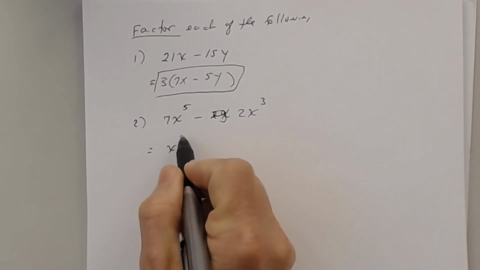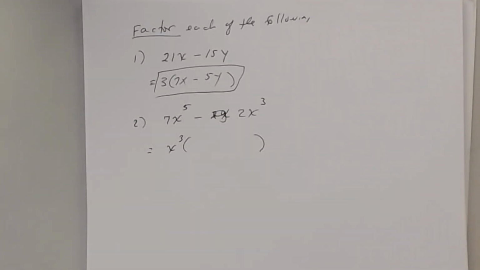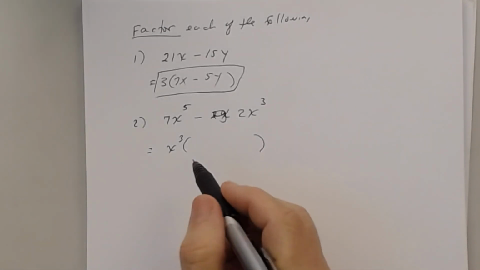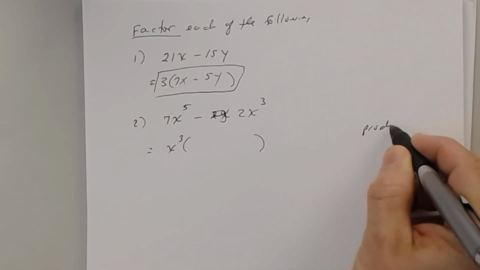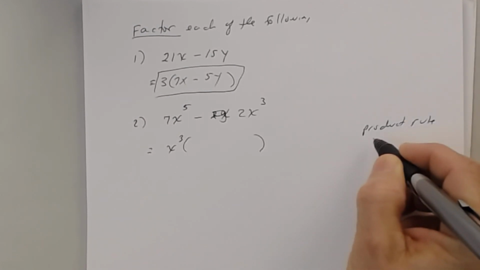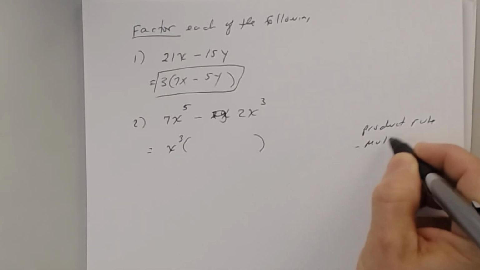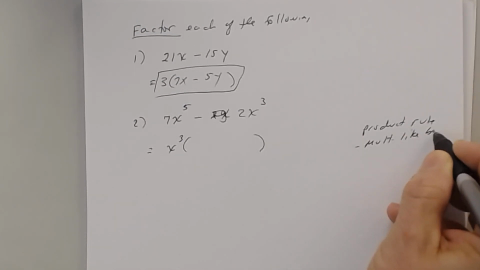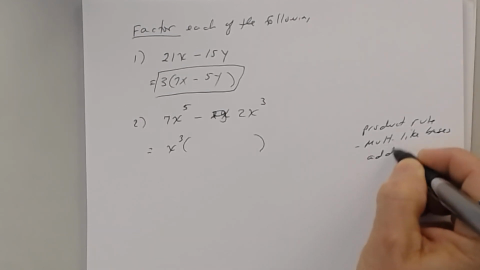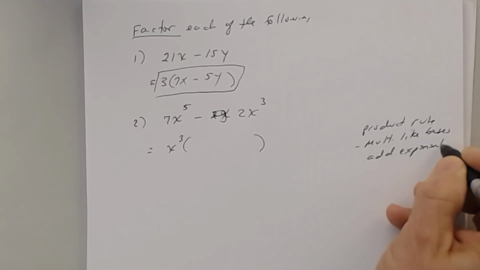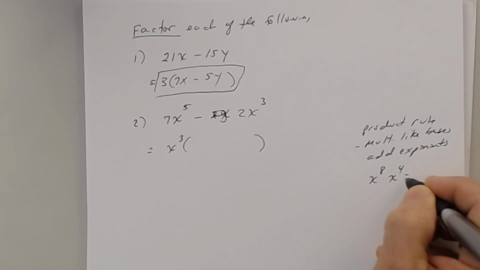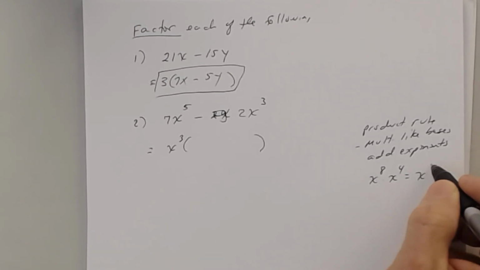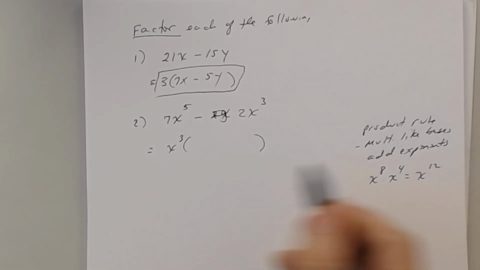So you're going to say the GCF times some polynomial that I'm going to put inside the parentheses. You have to remember some things from last semester. The product rule from last semester stated something like, if you multiply like bases, what do you do with the exponents? You add exponents. So if you had x to the 8th times x to the 4th, then that's x to what power? 12. 8 plus 4 is 12. So that's the idea you're going to use here.